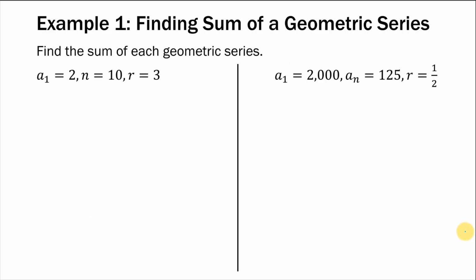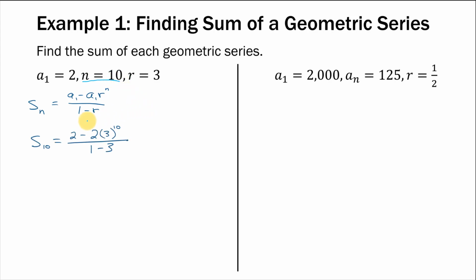We're asked to find the sum of each geometric series, and we have 2 examples on this one. We're given different information in each example. So we're going to be using our different formulas depending on what information we're given. For this one, I'm going to use a sub 1 minus a sub 1 times r to the n over 1 minus r, because I'm given n is equal to 10, and on the other one, I'm given a sub n. I have to use that information accordingly.